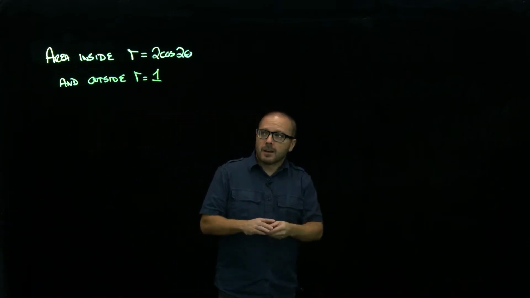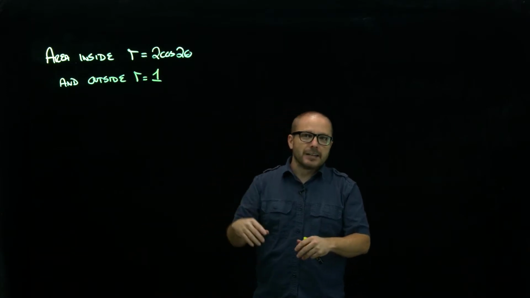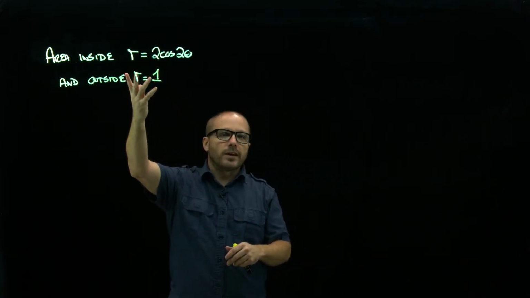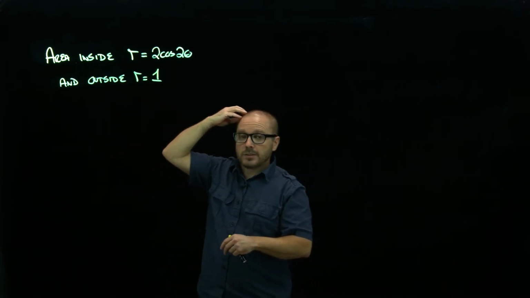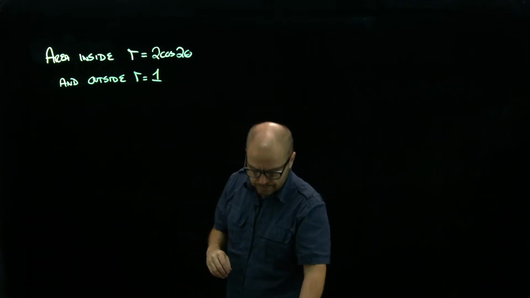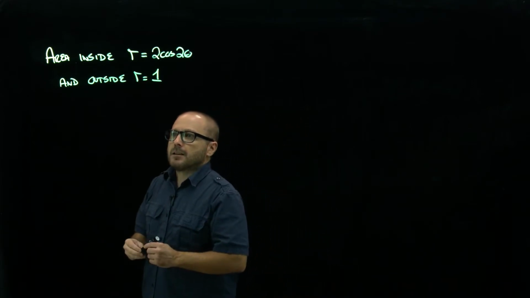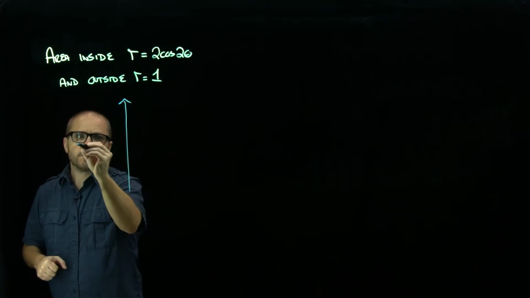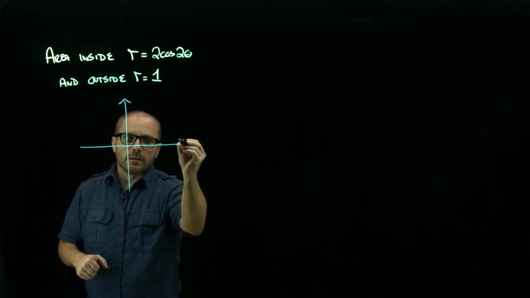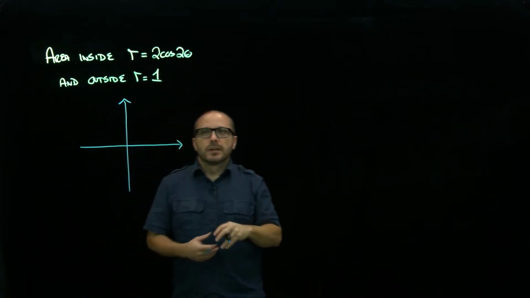So let's draw a picture. We really can't write an integral just by looking at these equations because we don't know where this area is located, where it starts, where it stops. So let's sketch a picture. Let's do that r equals 2 cosine 2 theta.